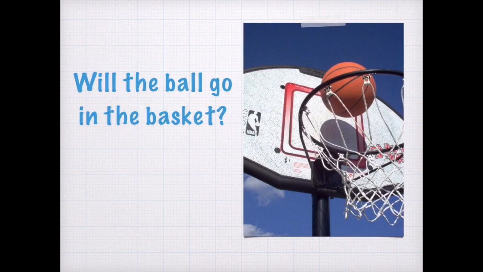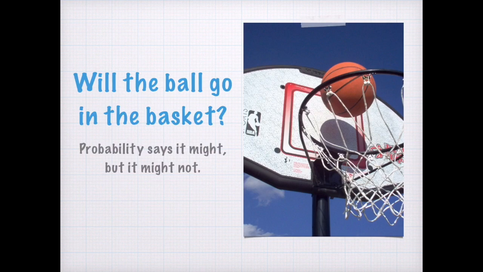Basketball is a great place to practice experimental probability because when we shoot the ball, the first thing that goes through our mind is, will the ball go in the basket? Probability says it might, but it might not.